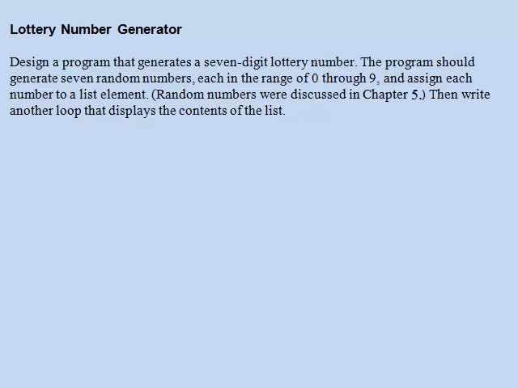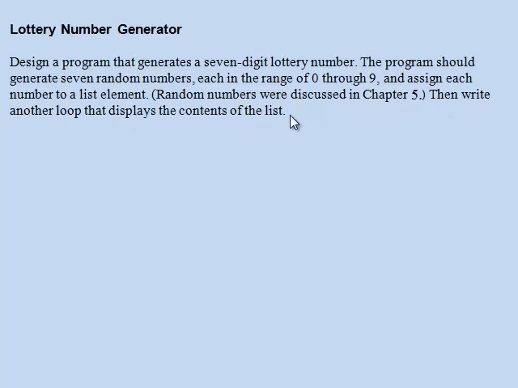In this video, we're going to look at the lottery number generator programming problem from your textbook, and we'll write a program that is a solution to the problem. So the problem tells us to design a program that generates a 7-digit lottery number. The program should generate 7 random numbers, each in the range of 0 through 9, and assign each number to a list element. Then we write another loop that displays the contents of the list.